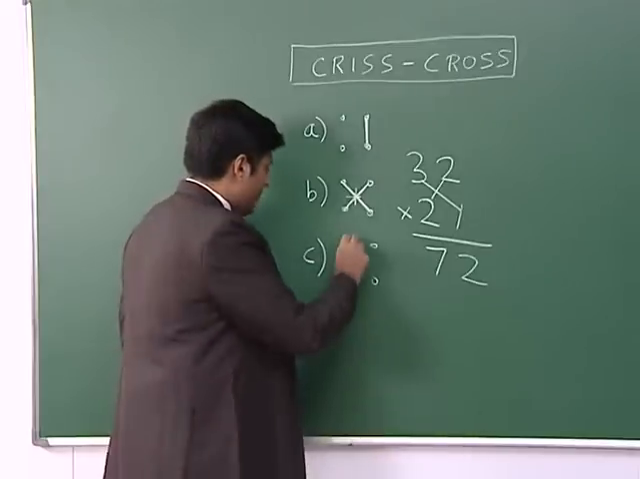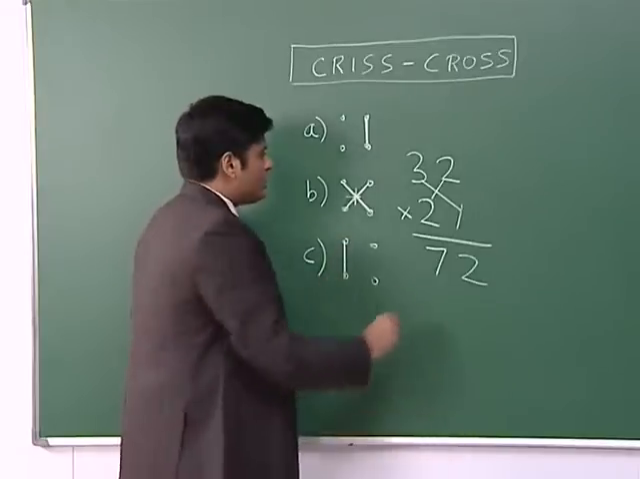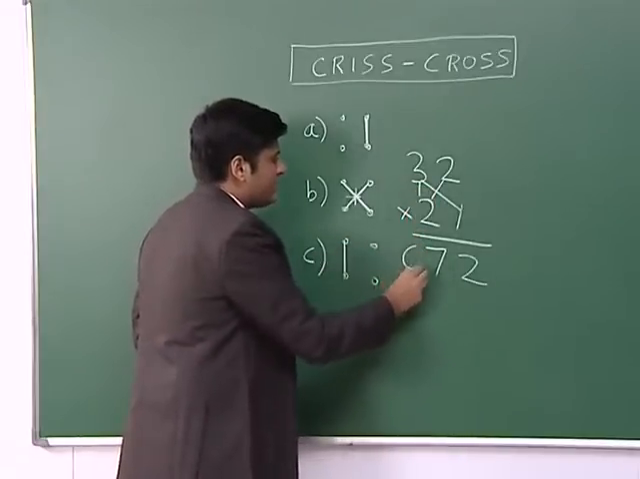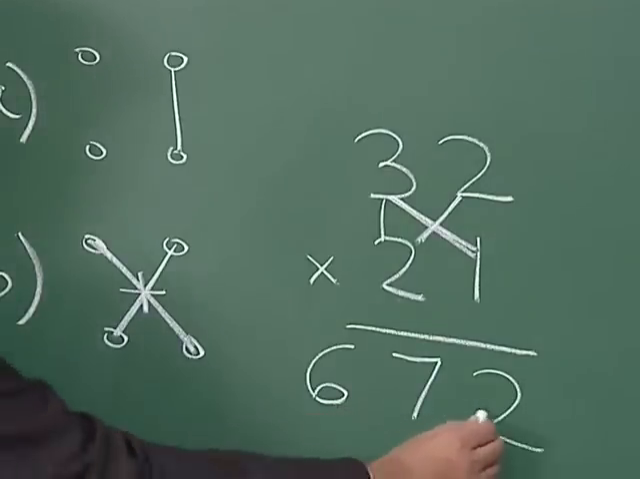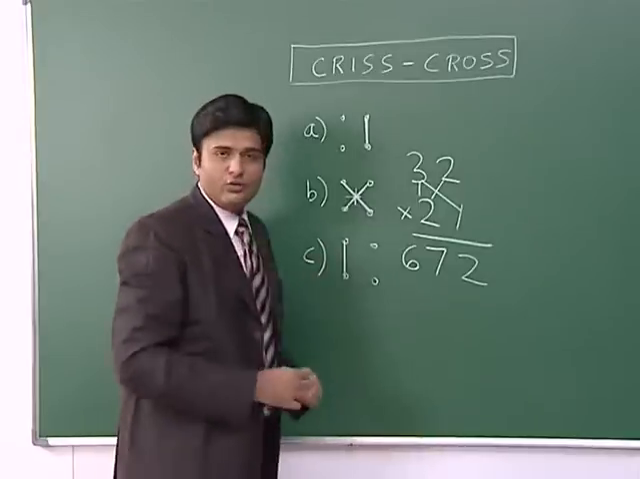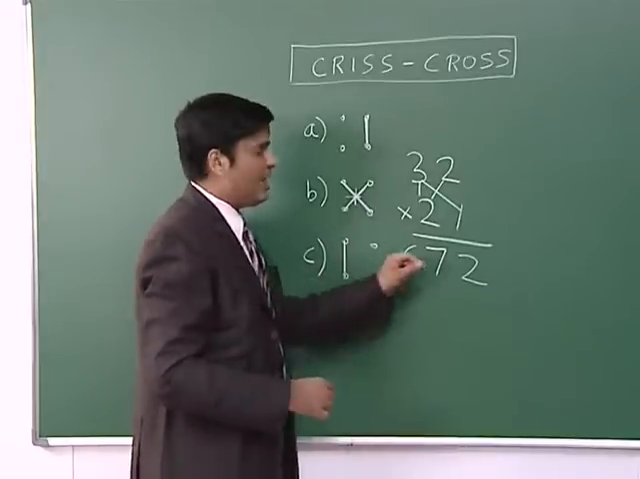Last step says multiply these two numbers. So 3 times 2 is 6. My answer in this case is 672. This is the beauty of Vedic maths. You can get the answer in only one line.